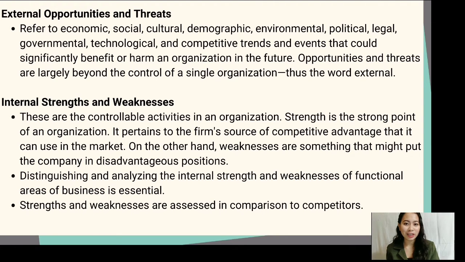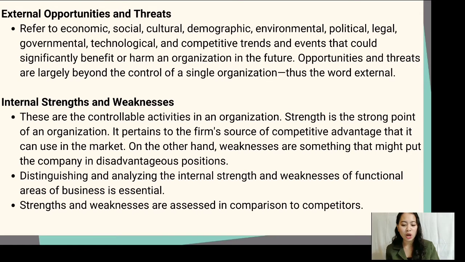And now, we have internal strengths and weaknesses. When we say internal, it is inside the organization. So what are these? These are the controllable activities in the organization. Strength is the strong point of an organization. It pertains to the firm's source of competitive advantage that it can use in the market. For example, product innovation, smooth supply management, and strong employee attitudes. These can be found inside the organization.